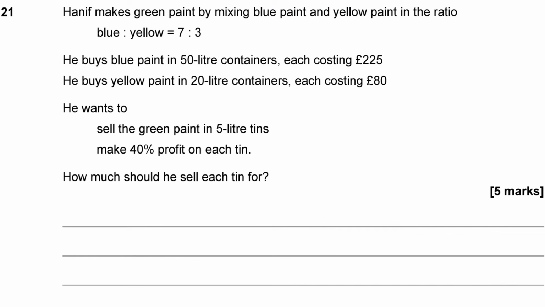Question 21. Hanif makes green paint by mixing blue paint and yellow paint in the ratio of blue to yellow of 7:3. He buys blue paint in 50-litre containers costing £225 each, and he buys yellow paint in 20-litre containers, each costing £80. He wants to sell the green paint in 5-litre tins and make a 40% profit on each tin. How much should he sell each tin for? Okay, so he's making blue to yellow in the ratio of 7:3.